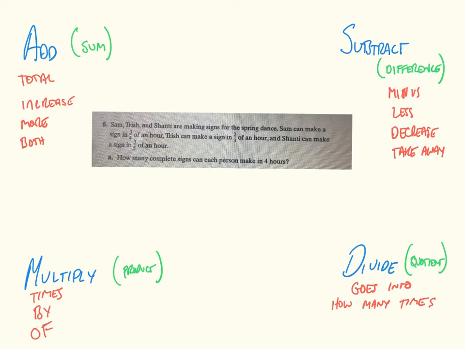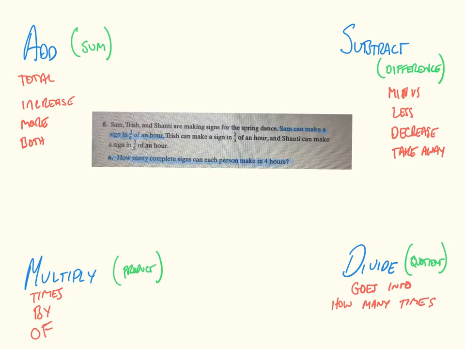I'll be a little more straightforward with this last example, just so that the video doesn't go on so long. But we have this idea of Sam can make a sign in 3/4 of an hour, Trish can make one in 2/3 of an hour, and Shanty can make one in 3/5 of an hour. Okay. We're getting a lot of numbers, feeling daunting, but it's actually asking 3 different problems. That's part of it. So let's just focus on Sam. Sam can make a sign in 3/4 of an hour. How many signs can he make in 4 hours?